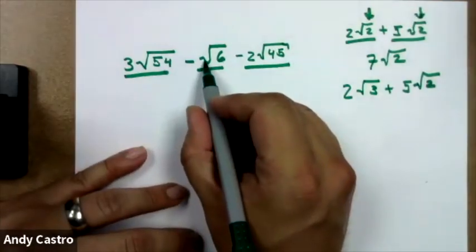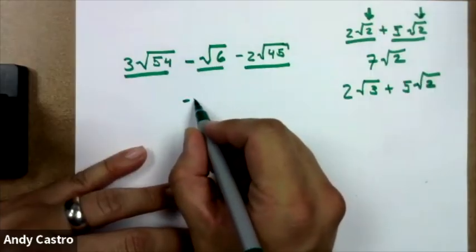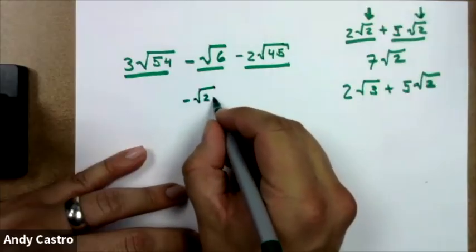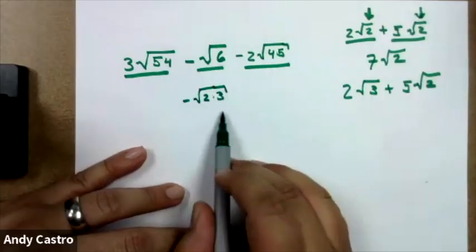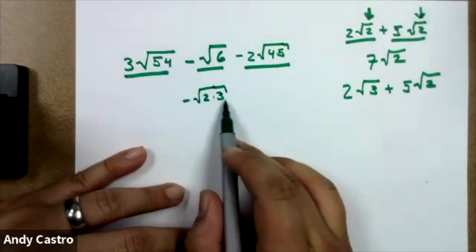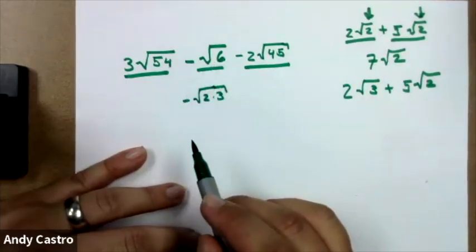So with square root of 6, that really just becomes the square root of 2 times 3. And there's nothing I can factor out of that. There's no root I can take out. I don't have a perfect square I can take out. So that's really just the square root of 6.